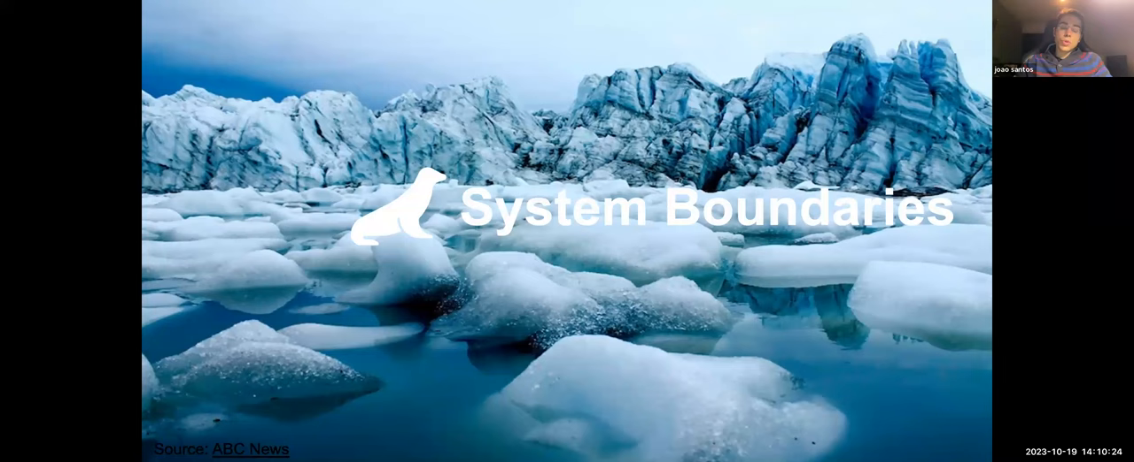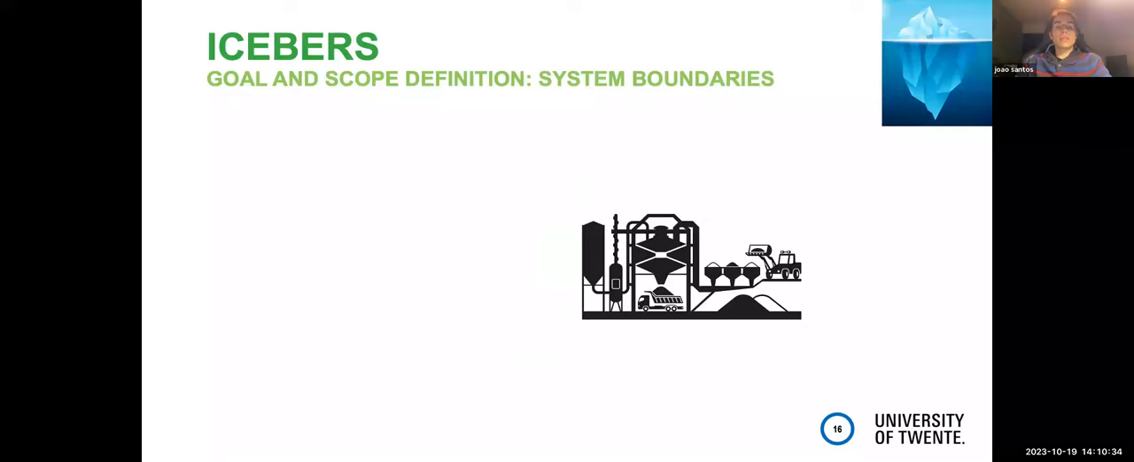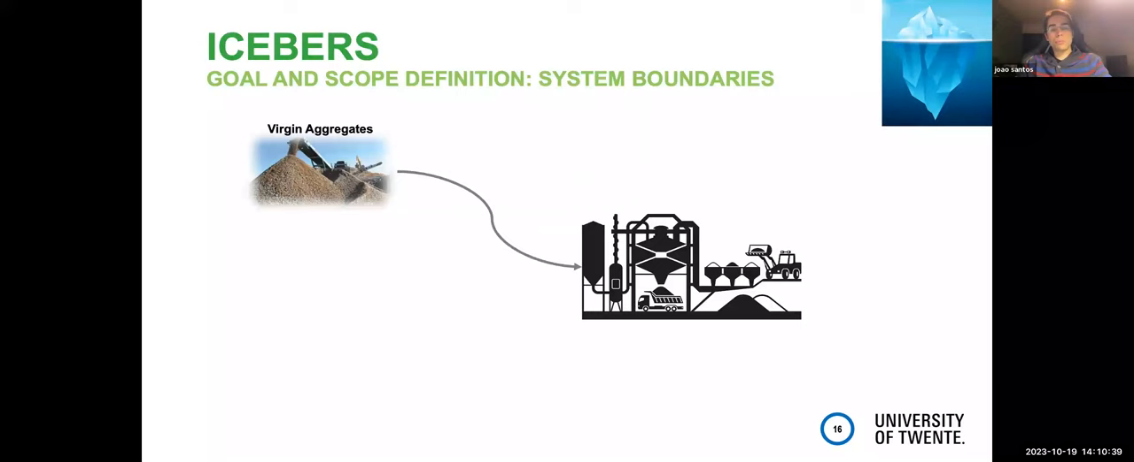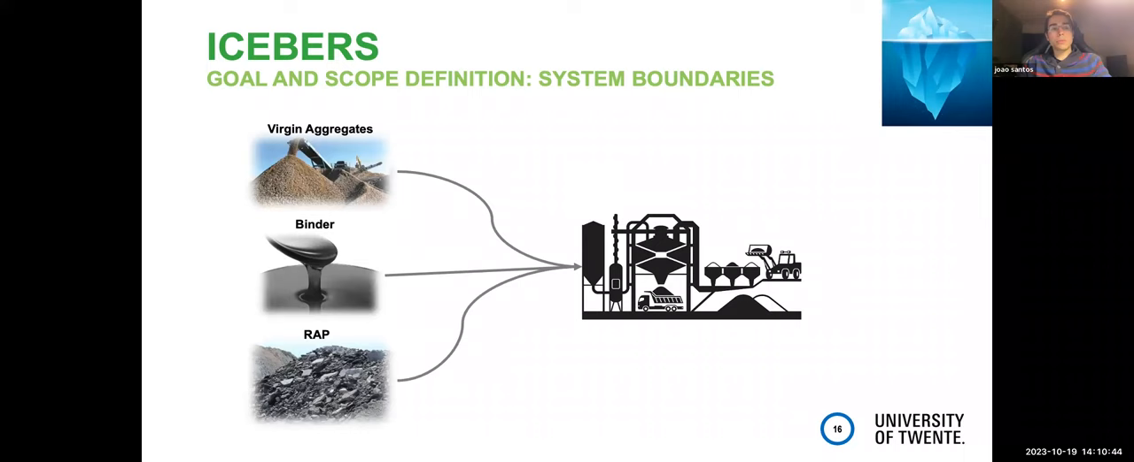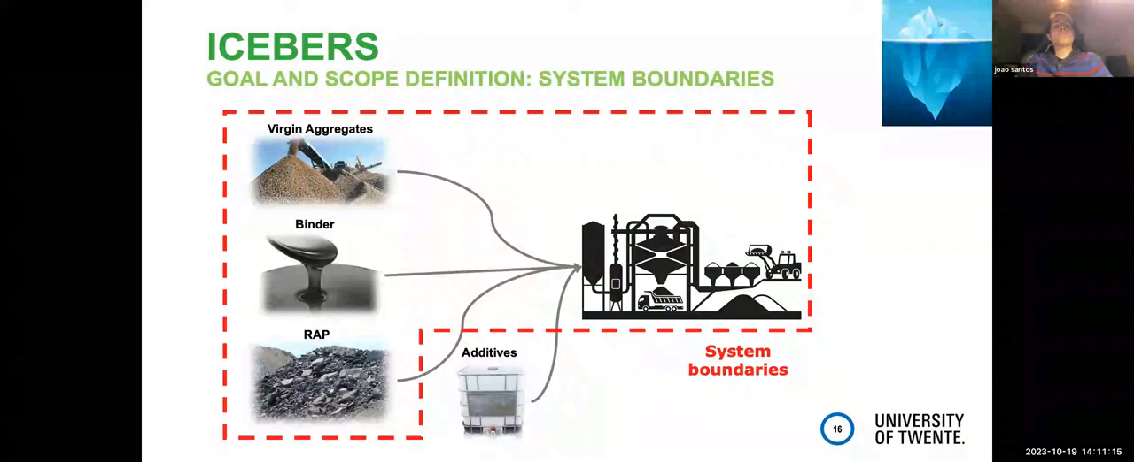Moving to the second iceberg, also in the goal and scope definition, we need to define the system boundaries. Taking as an example the production of asphalt mixer, the building blocks are virgin aggregates, binder, and nowadays we can also say that RAP is quite common, and also some sort of additives. It doesn't matter what it is, it's just a general additive. Most of the studies exclude the additives from the system boundaries using as a reason the fact that the quantity is very low. It's usually 5% of the mass of bitumen, which in turn is already 5% of the mass of the total mixer.